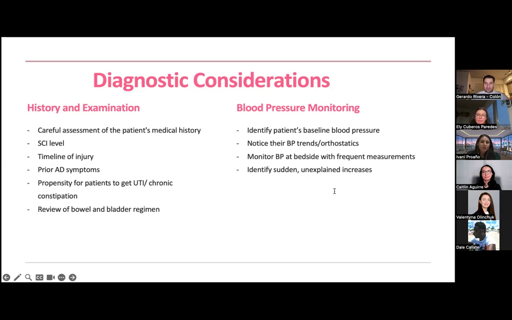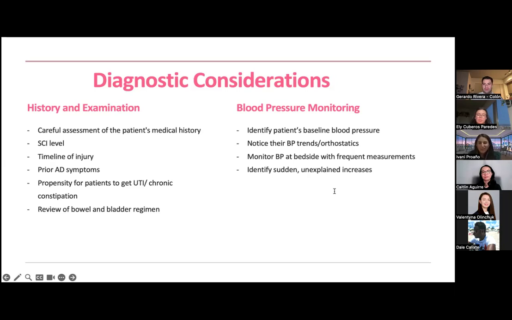But yes, he was undergoing AD, and once we were able to remove his shoes that were causing him a lot of discomfort, his dysreflexia resolved. So we have to monitor the patient's blood pressure, identify their baseline, and notice any BP trends and orthostatics. Again, people with spinal cord injuries tend to have a baseline low blood pressure.